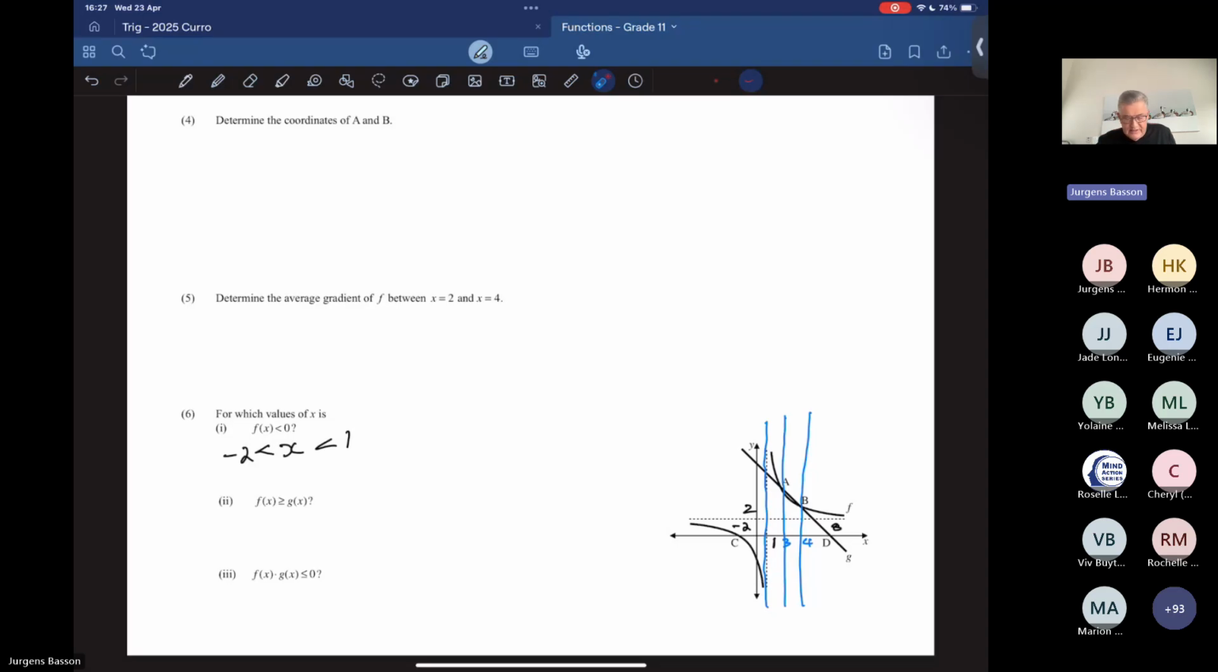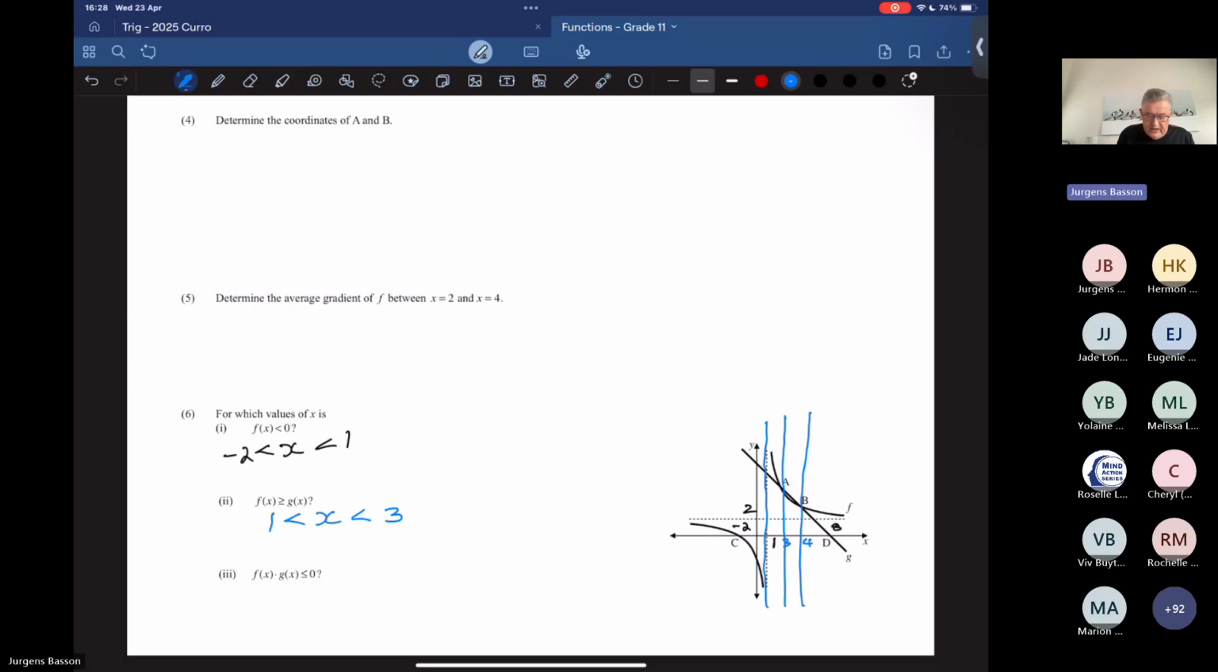Do you notice that there is F and there is G, and F is above G? So F is greater than G. So I want to write that down. I'm going to say this is from... where does that happen? From 1, x greater than 1, less than 3.